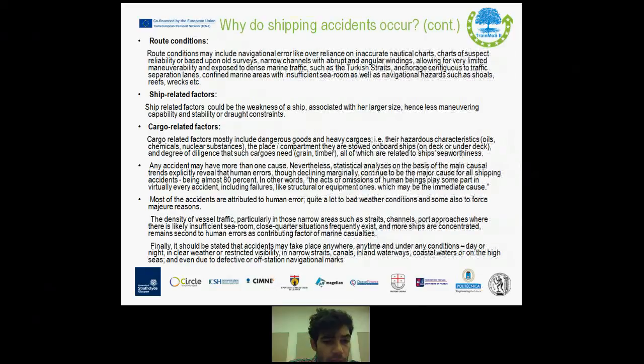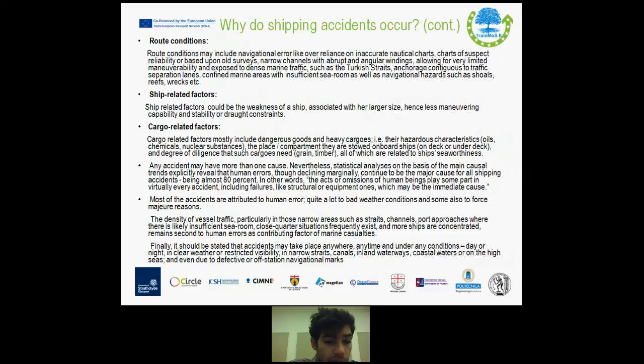A fifth category is the ship-related factors. Ship-related factors could be the weakness of a ship, associated with her larger size, hence less maneuvering capability and stability, or draught constraints.